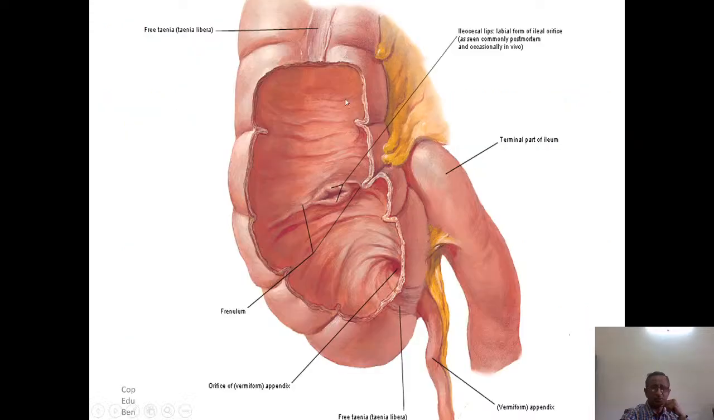So here we are showing this is the ileocecal valve, which can stop the reflux of the material from cecum to the ileum, and it can allow the material to come into the cecum from the ileum. And then the other one is the opening of the appendix, orifice of the appendix, which is also guarded by a valve called Gerlach's valve.